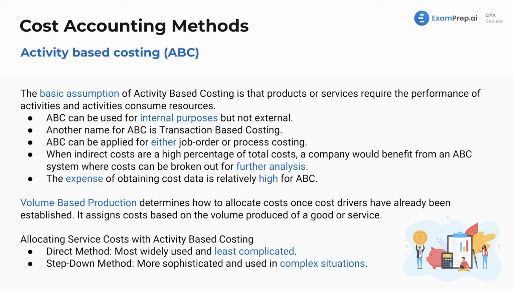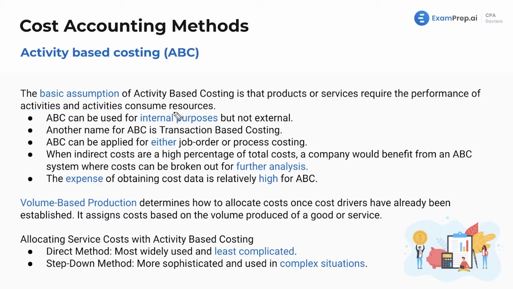Now we're getting into our good old activity-based costing. I've got some basic assumptions to memorize, some facts, phrases, whatever you want to call them, for multiple choice questions. I'll start off by saying the basic assumption of ABC is that products or services require the performance of activities, and activities consume resources.